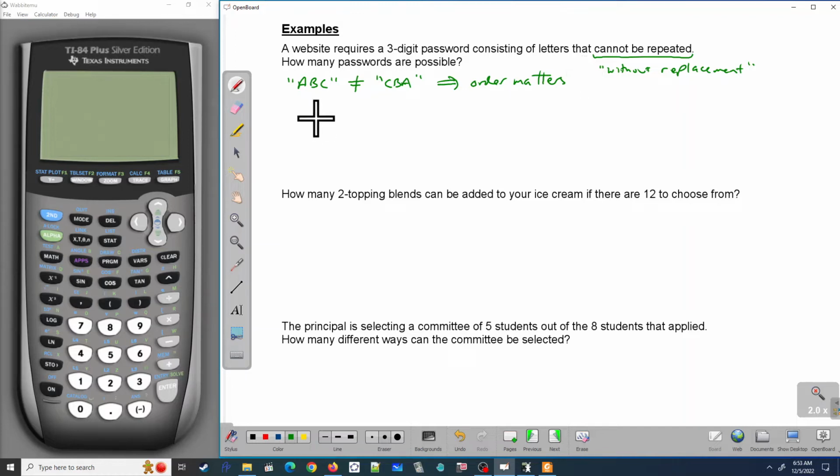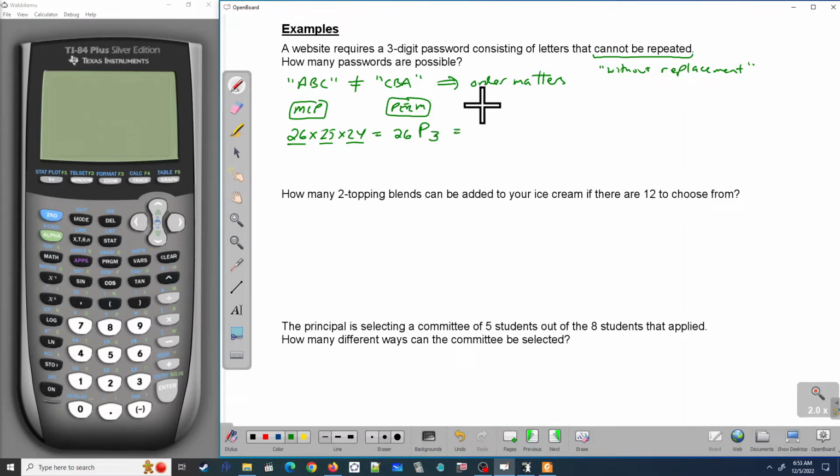Maybe we'll start off with the multiplication counting principle, and we'll just simply say 26 times 25 times 24. 26 letters, then followed by 25 letters, followed by 24 letters. Maybe I'll have you demonstrate a permutation just by writing it as 26P3. I had 26 letters to choose from. I took 3 at a time, and I chose permutation because order matters.